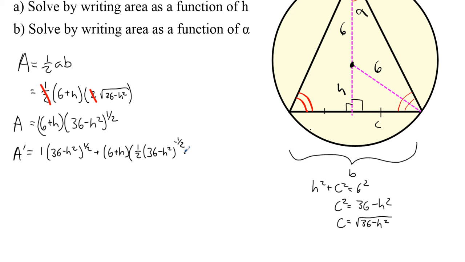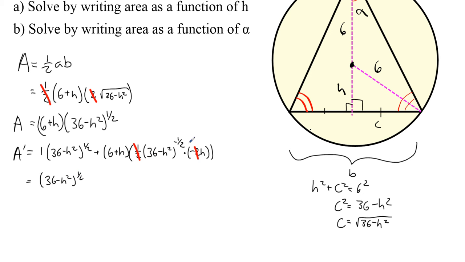And then I have to multiply that by the derivative of what's inside. Now the derivative of 36 minus h squared is just going to be negative 2h. And again, we have a half and a 2 that cancel. And so rewriting this, probably going to need 2 steps, but 1 times anything is just that anything. So I'll leave that 36 minus h squared to the 1/2.